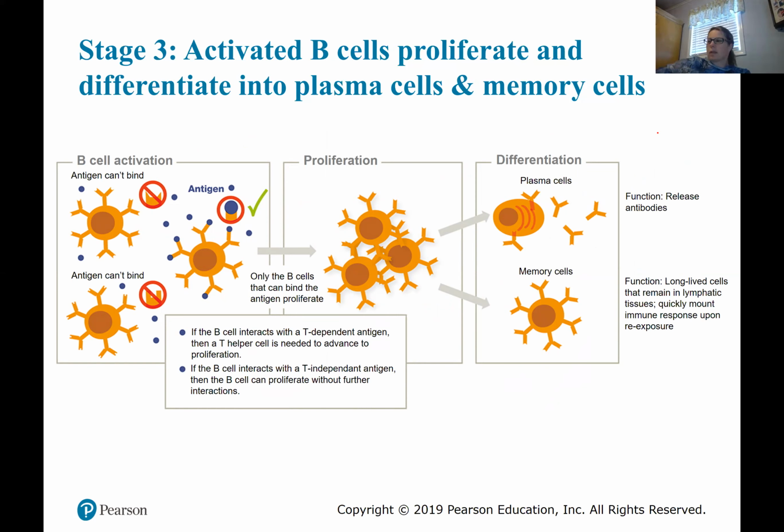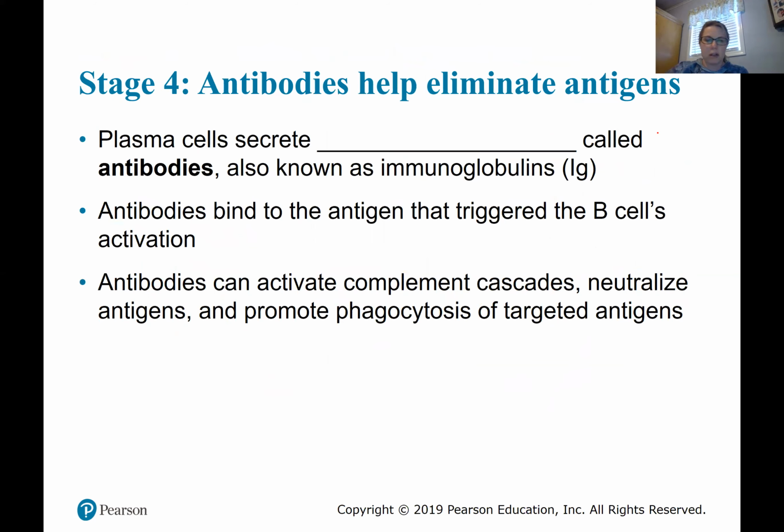And then those plasma B cells, their job is to secrete proteins called antibodies. Okay, so antibodies are proteins made by plasma B cells. They're also called immunoglobulins, or abbreviated Ig. Antibodies are going to be the weapons.